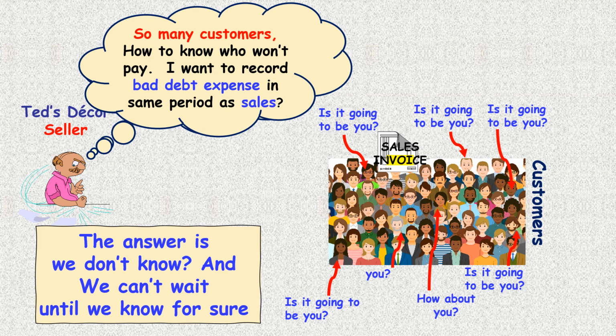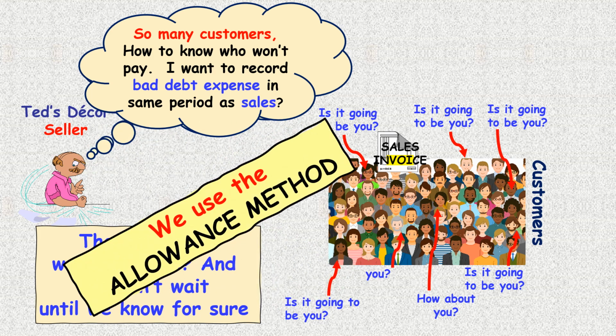So what to do? Now we need to record the expected non-payment expense in the same year as sales. We did the sales, we need to record the bad debt. So accountants have come up with a method called the allowance method. This is the method that most companies use, and the one that will be discussed further in this video.